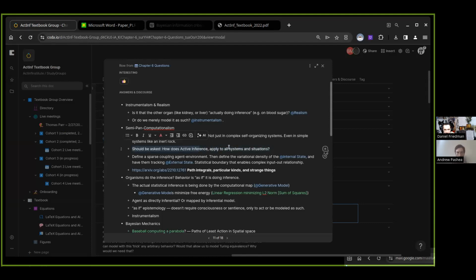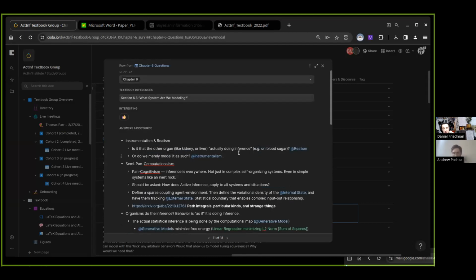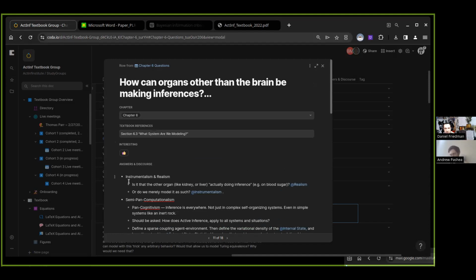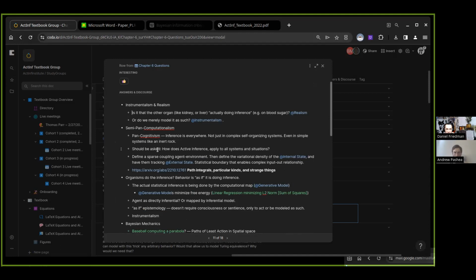But this is a great response, which is, in a pan-computationalist or pan-cognitivist, pan-inferentialist world, then how does active inference apply? One other angle is, let's just think about the liver or the pancreas and blood sugar. That's our system of interest. Realism is like, is the pancreas actually doing inference on blood sugar? And people can have a range of opinions, but in a pan-cognitivist world, the answer is yes. Or one can pull back and just say, we're going to model the pancreas as doing inference on blood sugar. So it is no different. It's just an interpretation of the same statistical apparatus, basically.